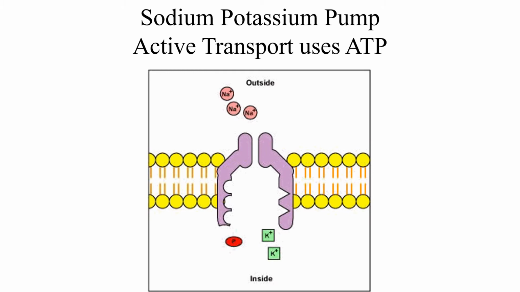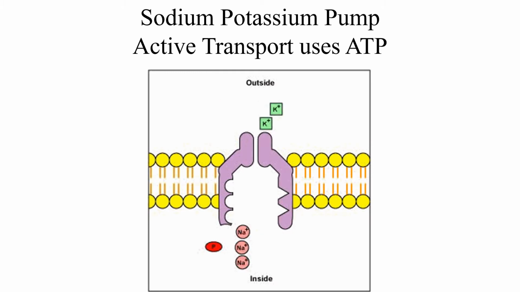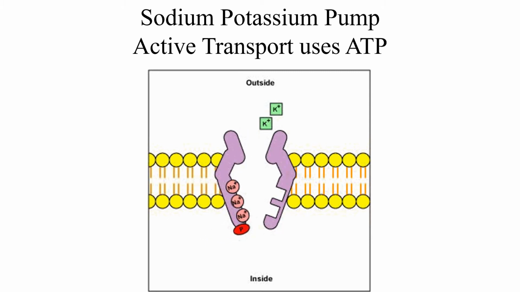Now here's the catch. Notice how many we're moving. We are moving 3 sodiums to the exterior of the cell. How many potassiums are we moving back in? Only 2. So why not move an even number? Why not move 3 out and 3 back in? It all has to do with maintaining a polarized environment.